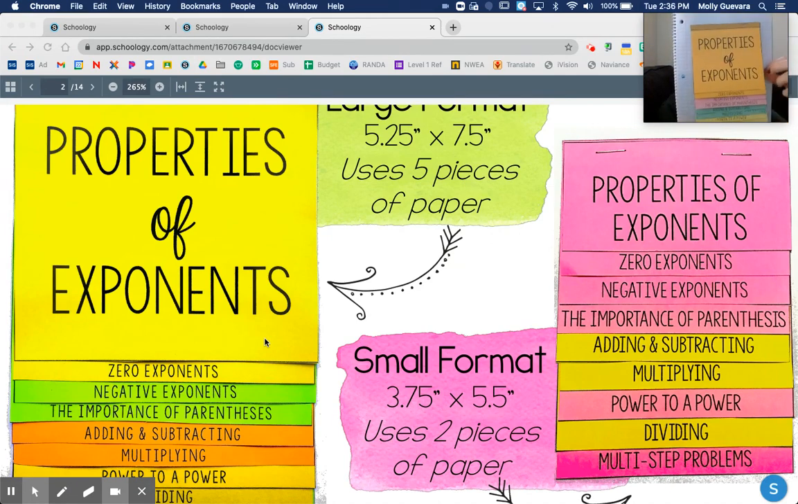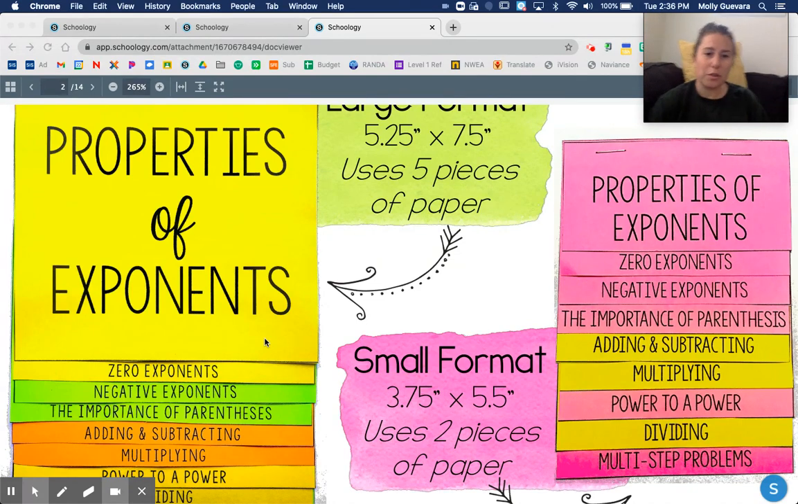So if you have not made this foldable yet, go ahead and pause the video and get it made, because what we're going to do in this video is fill out the foldable. And so you want to make sure that it's made so that you can fill it out. And then once we have the foldable filled out, we will just have some practice, and then that'll be it. So go ahead, pause the video if you have not made this, and go ahead and make it.